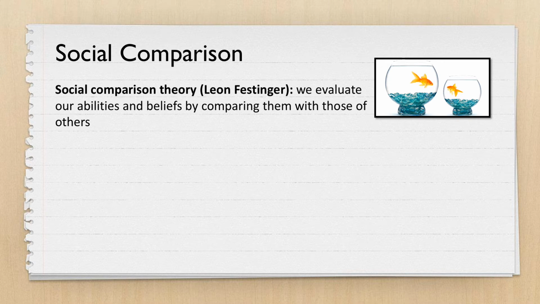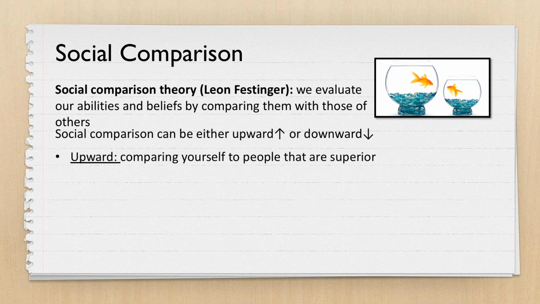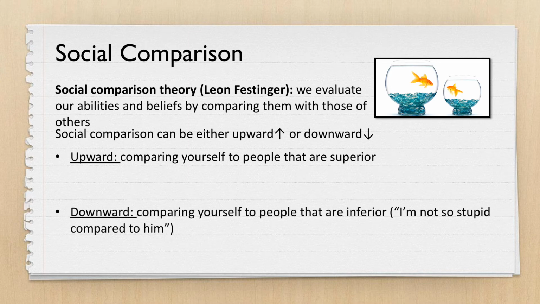Well, if we are making upward social comparisons, we compare ourselves to people who are doing better than us in some way. But if we are comparing ourselves to people who are doing worse, we are making downward social comparisons. So we may compare ourselves to classmates who didn't do as well on the exam and make some sort of assessment of our own skills and abilities.